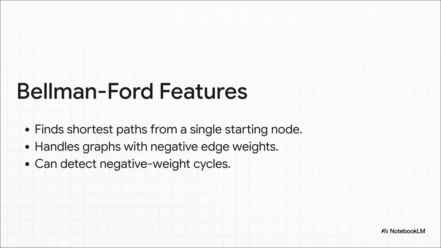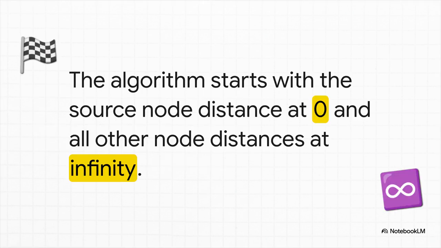It finds the shortest path from one starting point to all others. But its real superpower, the thing that makes it so special, is that it can handle negative edge weights. Now what's that? Well, think of a negative weight as a reward or a shortcut, or maybe a discount for taking a certain path. Bellman-Ford can also spot something really dangerous called a negative cycle. That's a loop that you could travel forever, getting a better and better score, which makes finding a shortest path totally meaningless. So how on earth does it work?